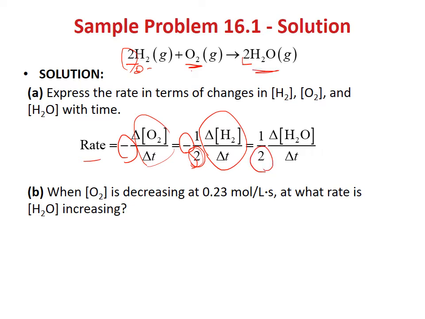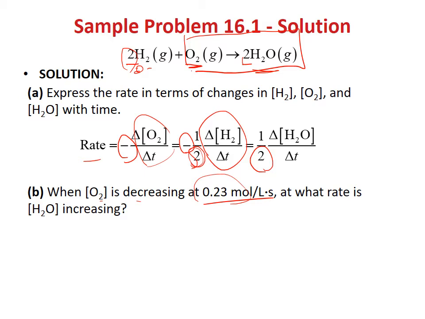Next one, if oxygen is decreasing at this rate. If you look at the stoichiometry, we know water formation rate should be twice oxygen. So if oxygen is 0.23, then water must be 0.23 times 2.